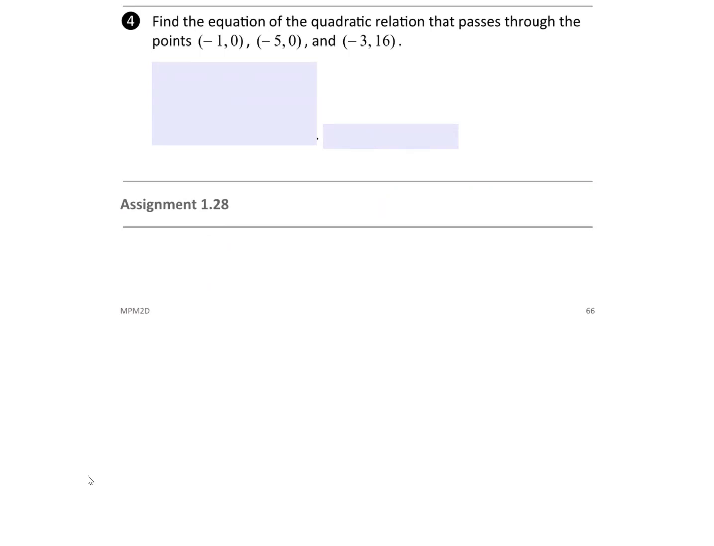Final example: find the equation of a quadratic relation that passes through these 3 points. Well, it looks a little bit more challenging than you would think, but if you were to graph those points out, you would see very clearly that you'd have -1 over here and then -5 further over here. So automatically, we know that this parabola has 2 zeros. This is a 0 here. This is another 0 here. And then we have some point which is (-3, 16) somewhere around here. We don't know if it's the vertex or not.